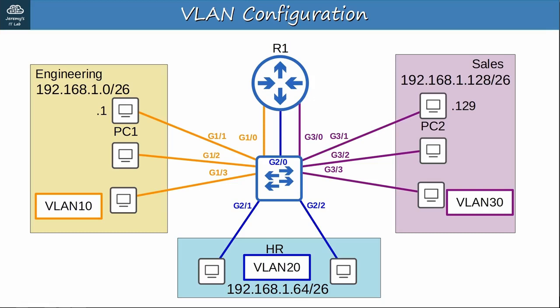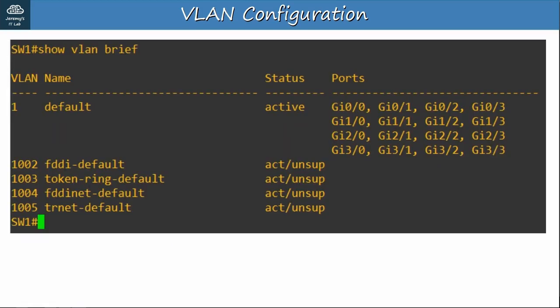Finally, let's take a look at basic VLAN configuration. I've added the interface numbers to the diagram. Interfaces in VLAN 10 are G10 through G13. Interfaces in VLAN 20 are G20 through G22. And interfaces in VLAN 30 are G30 through G33. Let's go into the CLI and put these interfaces into the proper VLANs.